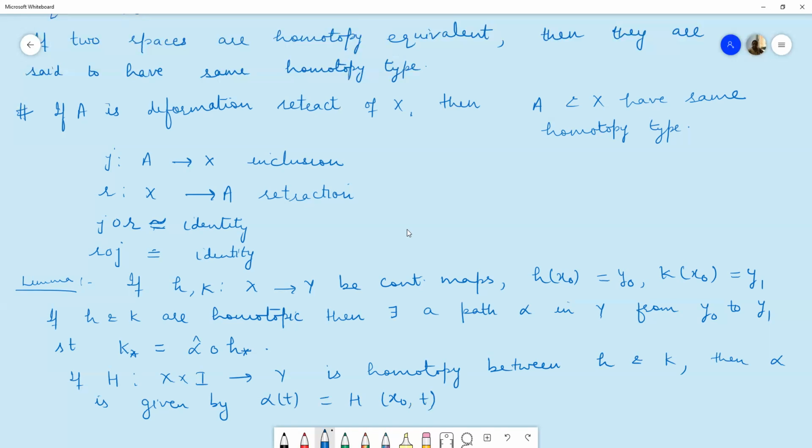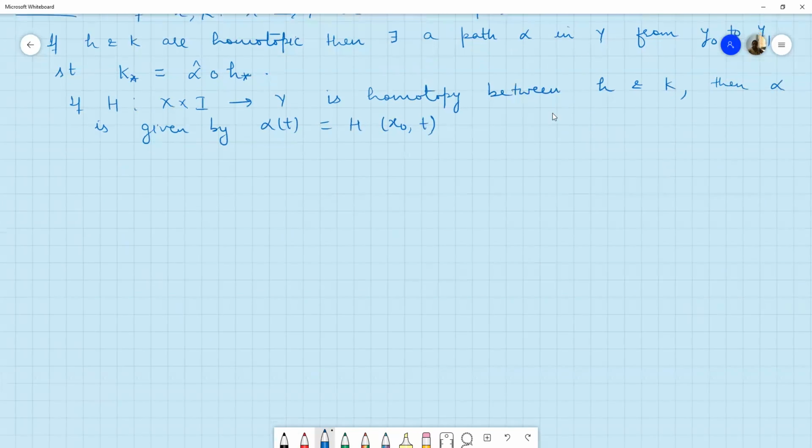So this can be associated with the previous lemma in which we have proved that where the base point x naught remains fixed, then k star and h star are the same. So now here h of x naught t is not a constant, but it is the path alpha. So that's why k star is given by alpha cap circle h star.